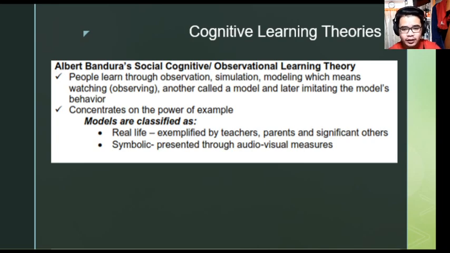Okay, so models are classified as real life, tayo, exemplified by the teachers, parents, and significant others, and it can also be symbolic, presented through audio-visual material. So, halimbawa sa internet, napakaraming internet personalities ngayon. At mga bata, tendency ginagaya nilang itong mga internet personalities na to. Halimbawa, meron ako nakita sa TikTok na yung bata magdadasal sana. So, instead of ganyan, di ba, one amen, ang ginawa niya, yung sa sayaw, yung ganon.